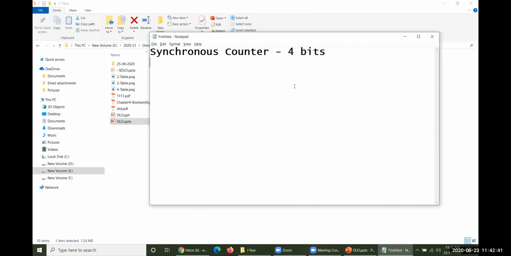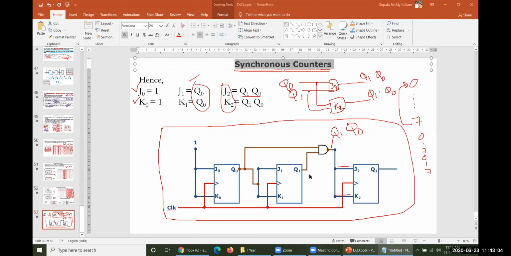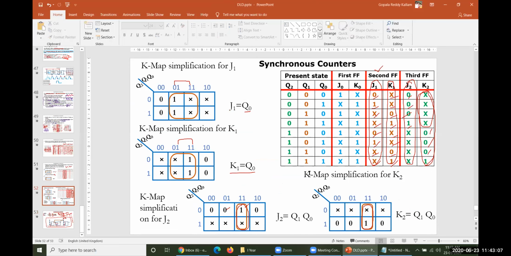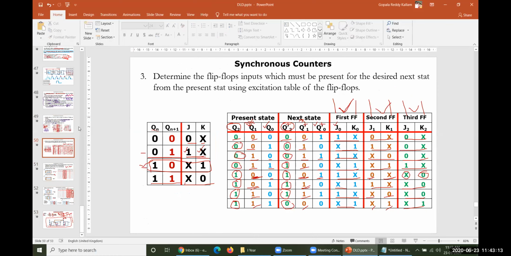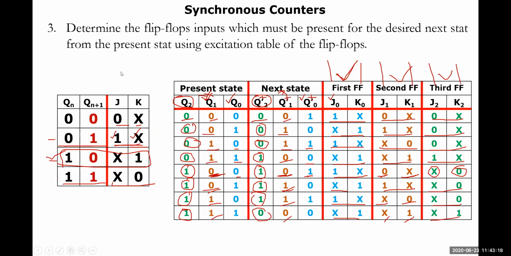So please submit this one by tomorrow. What time? Tomorrow evening 5 o'clock. The due date will be 24/06/2020 at 5 p.m. This is the due date. Okay. Based on this particular document, you already have the excitation table with you. Because this table is with you, there is no need to construct it again and again. It has already been taken by us.